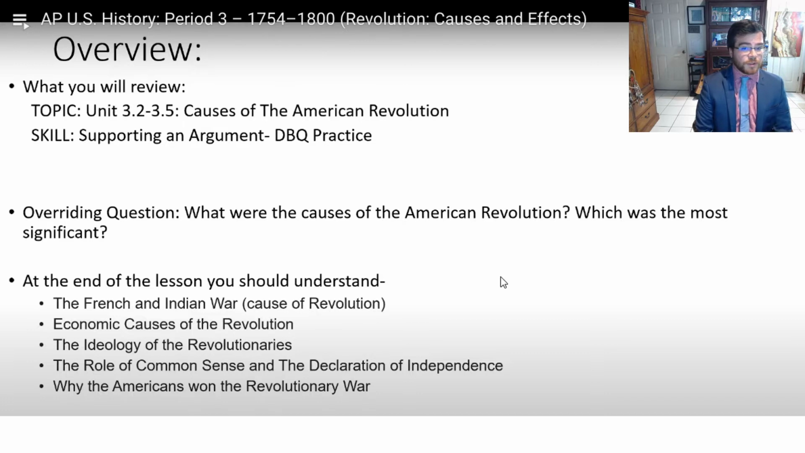So we're going to use a skill for DBQ practice: supporting an argument. We're going to make better thesis statements, make sure we're following the thesis formula, and make a claim that we can support with evidence. And we'll be sourcing as well. Overriding question: what are the causes of the American Revolution? Which was the most significant? We're going to look at all the causes, but categorize them in terms of relevance, the one that's the most important and the one that's the least influential.